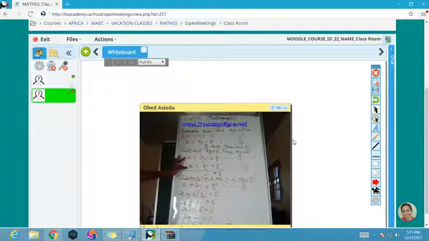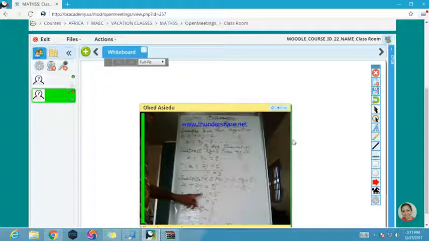Now you substitute this 3 for y in equation 1. So we bring down equation 1, and anywhere we see y, we put 3. Introduce a bracket, 2 times 3 gives us 6. So x plus 6 equals 5, x is equal to 5 minus 6, which will give us minus 1.